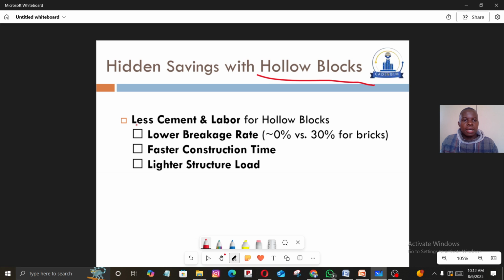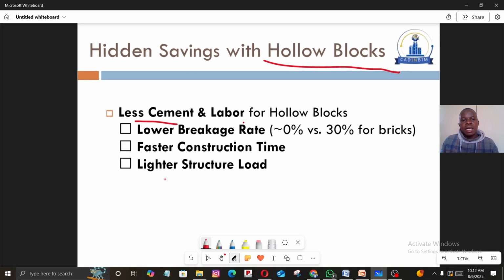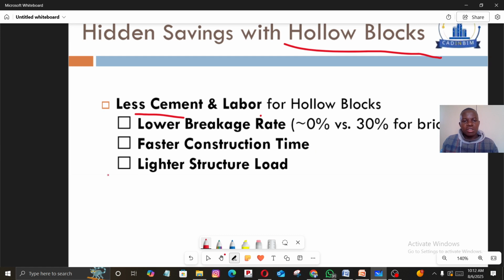We'll need less cement. This is what makes hollow block more cost effective, along with less labor. They do not break as much as the clay bricks do. You can see breakage will be very low, while with the clay bricks, breakage can be up to 30%. And then it's faster in construction and also gives a lighter structural load.